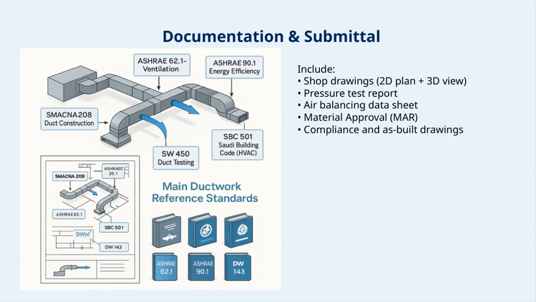Material approval, or MAR, is another key document. This confirms that all materials used meet project specifications and standards. Lastly, compliance and as-built drawings are vital. They ensure that the actual installation matches the approved plans and standards, and they serve as a reference for future maintenance or inspections. All of these documents collectively ensure that the project is transparent, compliant, and ready for review, aligning with our overall goal of quality and precision in every step.